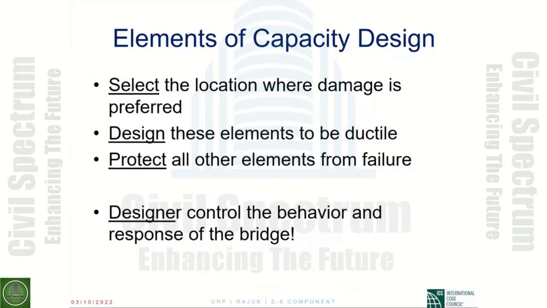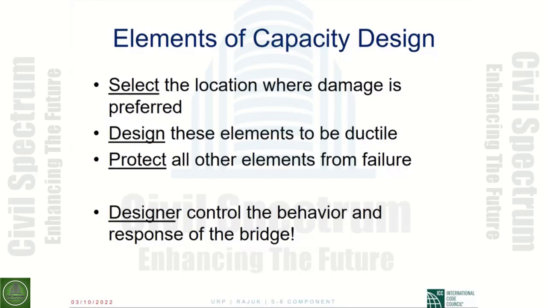You have to select the location of the damage or the yielding that you want to have. Keep in mind that I told you about three types: type 1, type 2, type 3, and they will tell you where you would like the damage to be. So based on that, you will design these elements to be ductile. Ductile for the reinforced concrete, to prevent the crushing of the concrete or the buckling of the longitudinal bars. You have to really delay that.